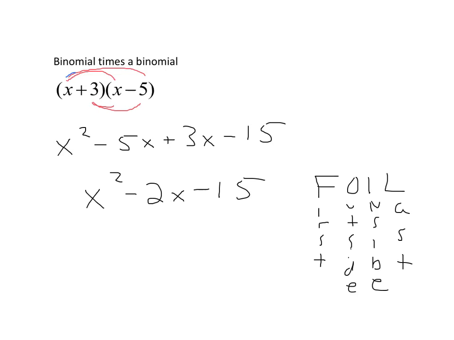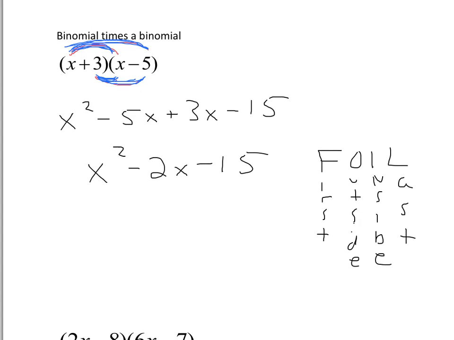x times x, that was multiplying the first ones, right? And then the outside ones, and outside you think of as sort of being far removed from the middle of the problem. So the outside ones are this x and this 5. And then the inside ones are the 3 and the x, they're both right next to each other. And the last 3 and negative 5 are both at the end of their respective binomials. So first, outside, inside, last. That'll help you remember the order of the distributive property.